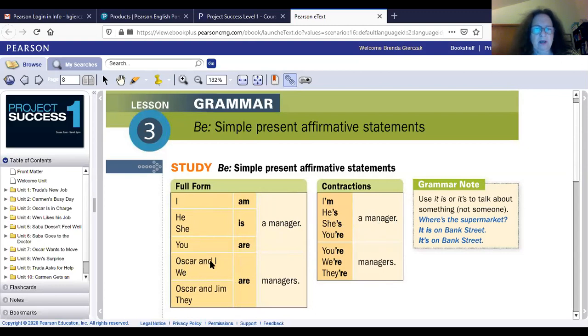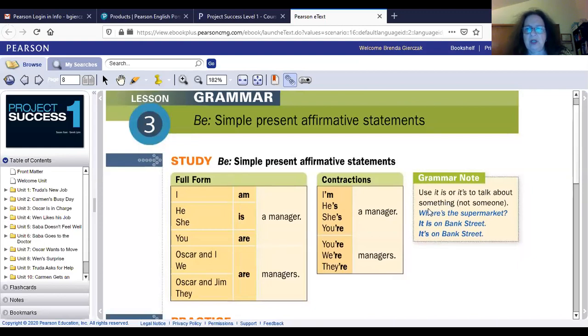Oscar and I are managers. We're managers. Oscar and I becomes we, and "we are managers" becomes "we're managers." And Oscar and Jim becomes they. They are managers, or they're managers. Which we just saw in that film, how you can put words together to make one word out of two. These are called contractions.